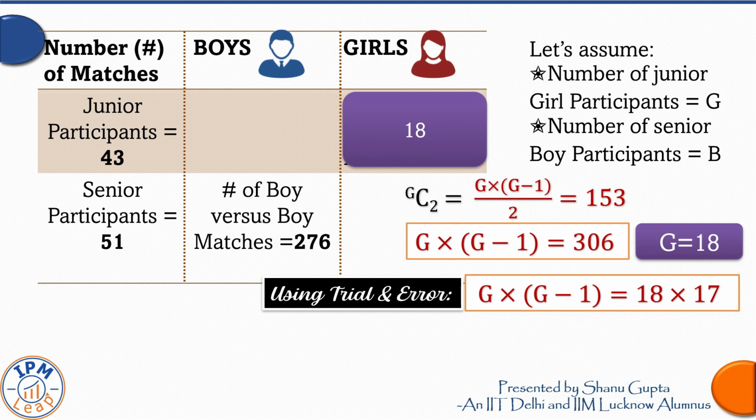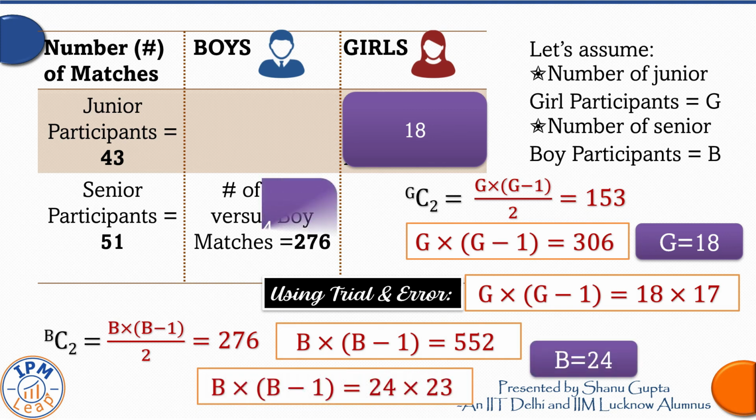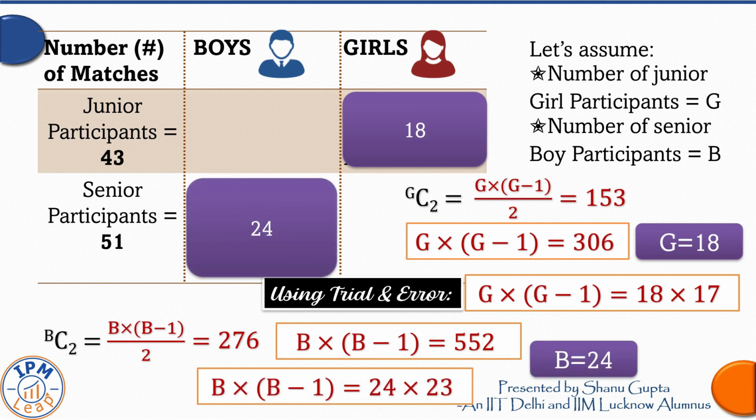Similarly, we can calculate the value of the variable B because the total number of matches between the senior boy participants is given to be 276. Doing similar calculations, we get the value of B as 24.